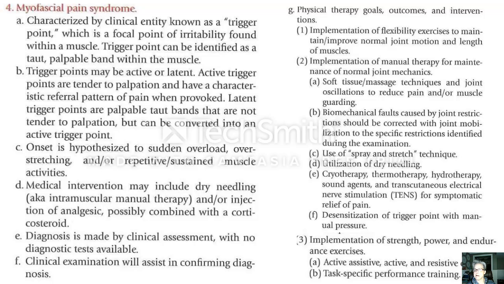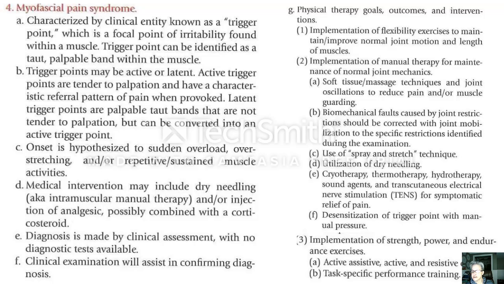Physical therapy goals, outcomes, and interventions. Implementation of flexibility exercises to maintain, improve normal joint motion and length of muscles. Implementation of manual therapy for maintenance of normal joint mechanics. Soft tissue massage techniques and joint oscillations to reduce pain and or muscle guarding. Biomechanical faults caused by joint restrictions should be corrected with joint mobilization to the specific restrictions identified during the examination.